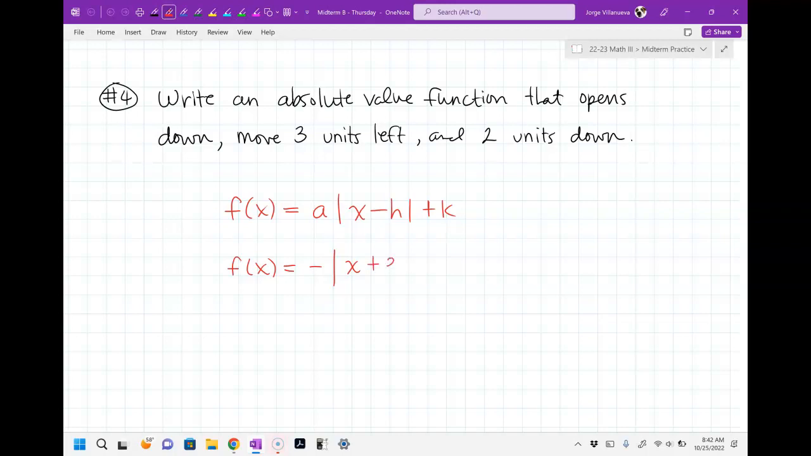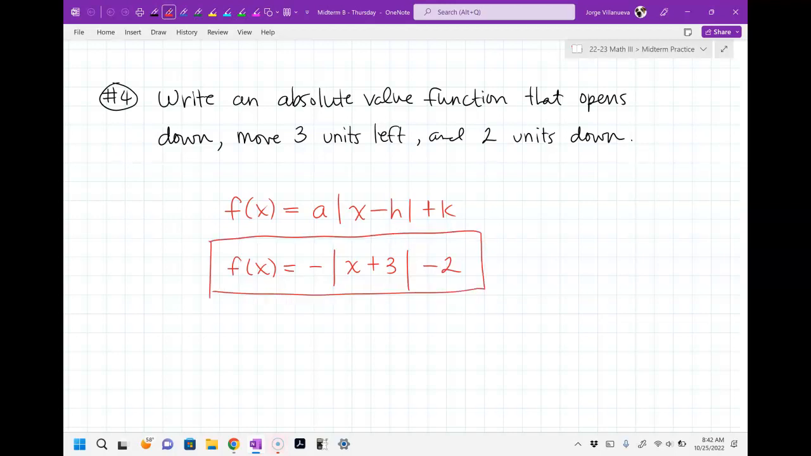+3. Remember, it's always opposite of what you want it to be, right? Left and right is always opposite. If it says left, you put plus. If it says right, you put minus, right? It's opposite. Now, 2 units down, what should I put? -2, and that's it. All right?